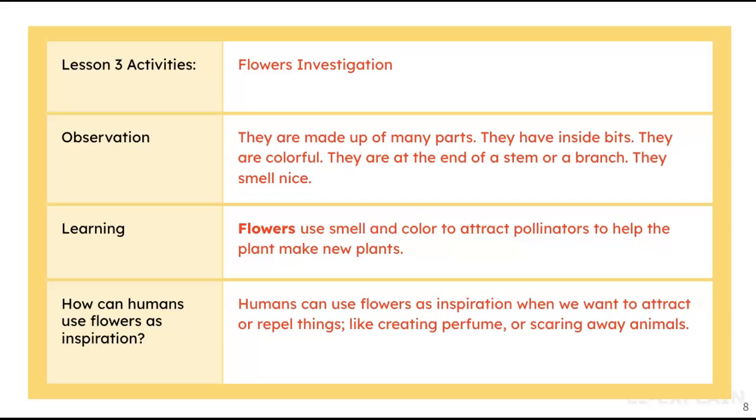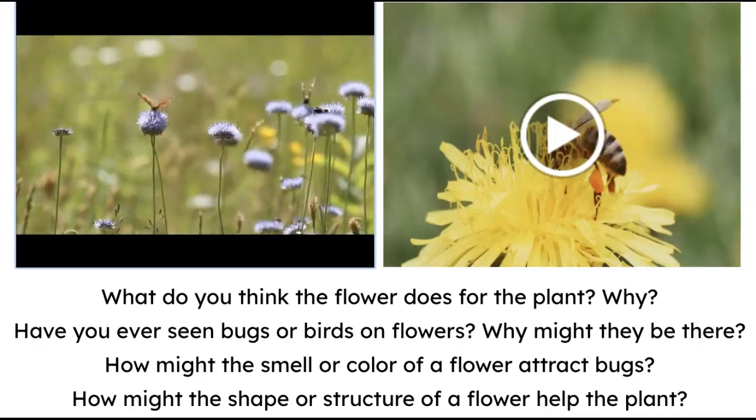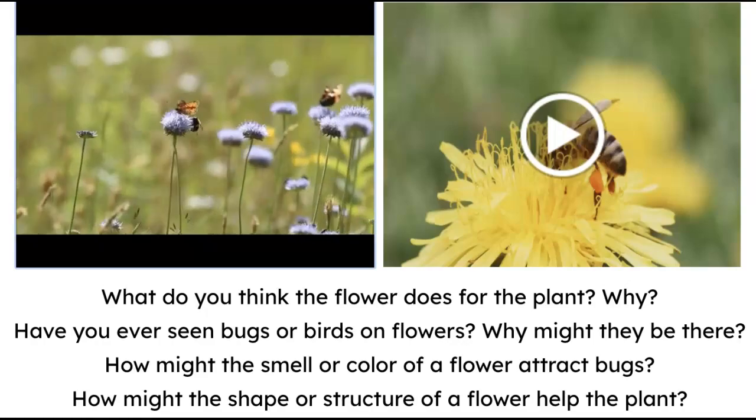You will use the discussion to create the Lesson 3 summary chart. From the discussion, students should understand that humans can use flowers as inspiration when we want to attract or repel things, like creating perfume or scaring away animals. During the discussion, you'll display pollinator videos and ask students about the flowers and their interactions with birds and bugs.